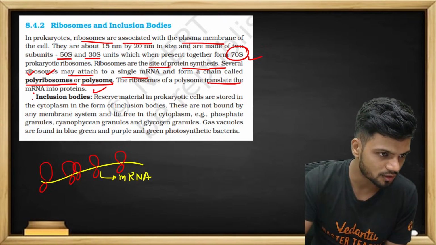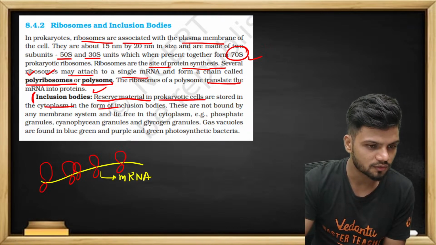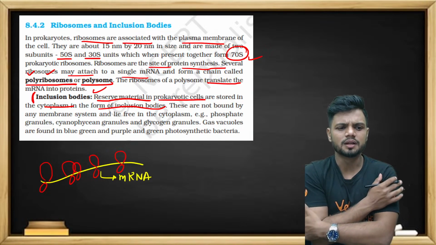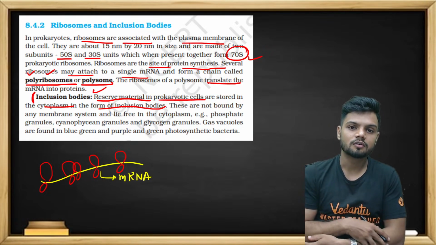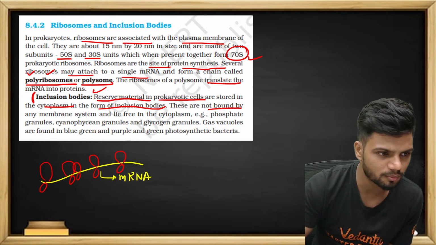The last concept for prokaryotes is inclusion bodies. Reserved material in the prokaryotic cell is stored in the cytoplasm in the form of inclusion bodies. So an inclusion body is a storage unit. Since vacuoles are not very developed, they have their own fridge. These are not bound by any membrane and live in the cytoplasm.